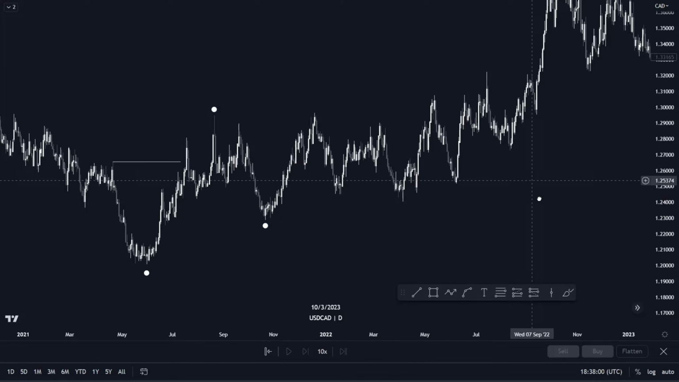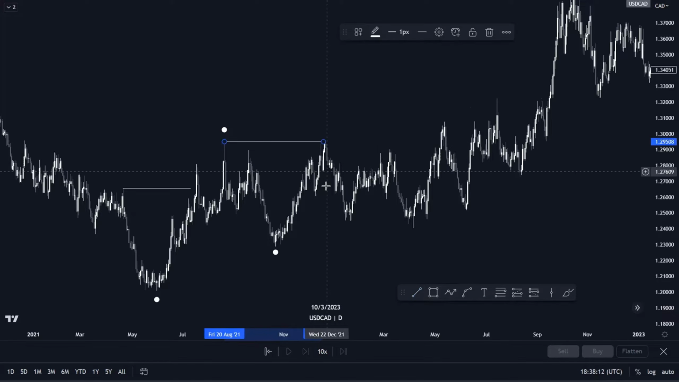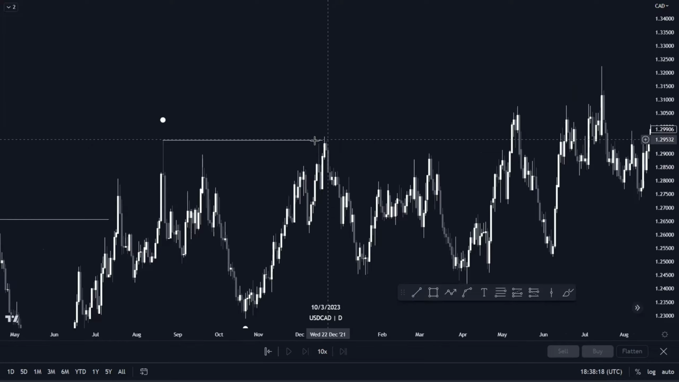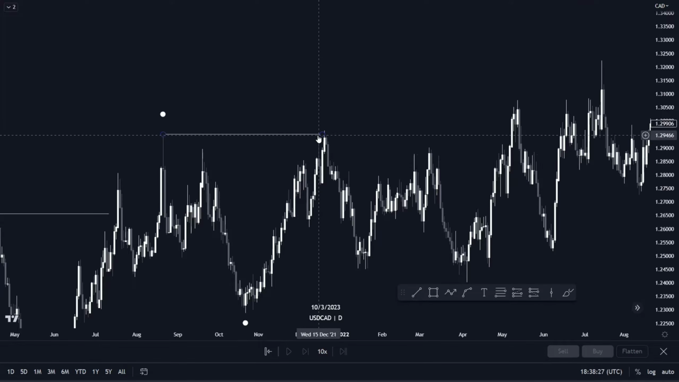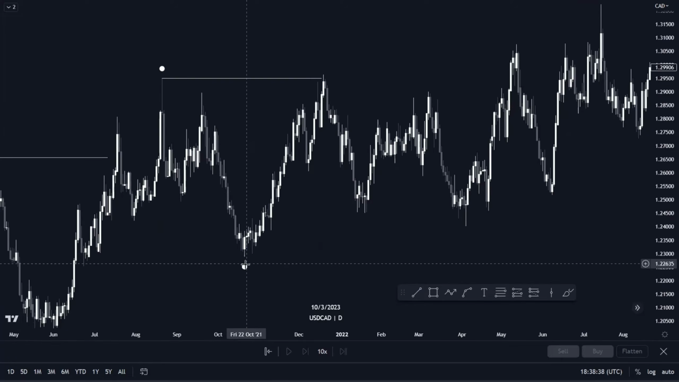Now let's see if this here was closed with a candlestick body close. As you can see there, price didn't close above our previous high with a candlestick body close, meaning that this here will not be considered our new higher high. So our previous higher high will still remain our previous higher high, and this here will still remain our previous higher low.